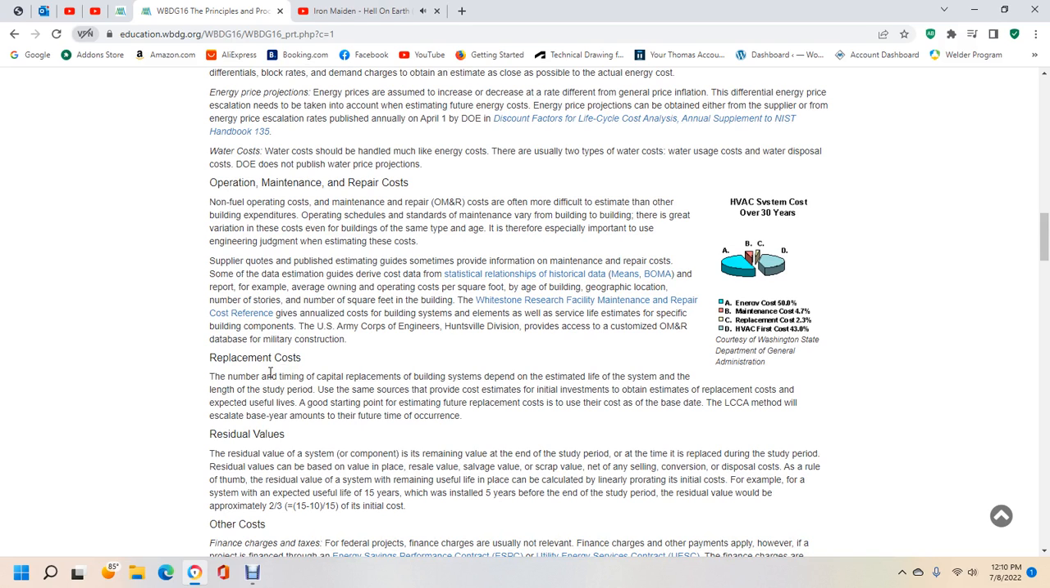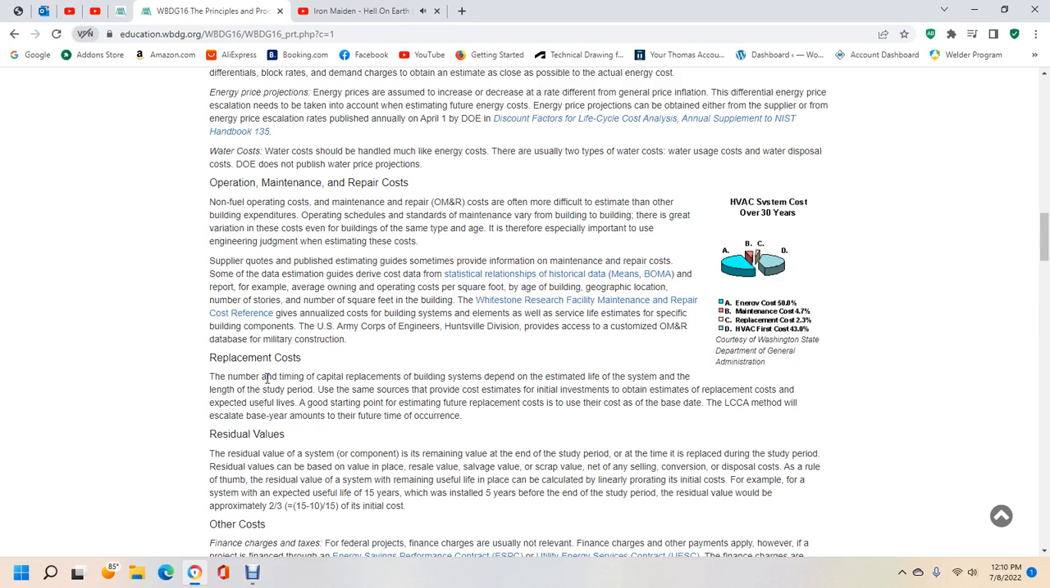Some of the estimating guides derive costs from statistical relations with historical data, by means of BOMA. For example, the average owning and operating cost per square foot for the type of building, geographic location, number of stories, and number of square feet. Whitestone Research's facility maintenance and repair cost reference gives analyzed costs for building systems and elements. All service estimates are specific to building components. The U.S. Army Corps of Engineers, Huntsville Division, provides an OMNR database for military construction.